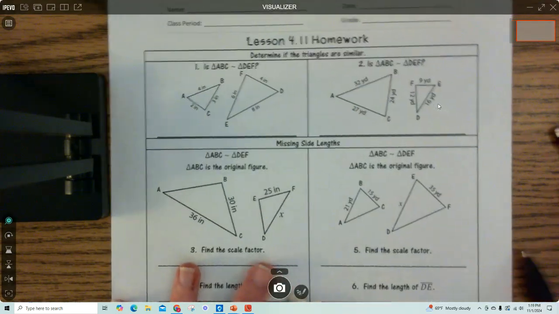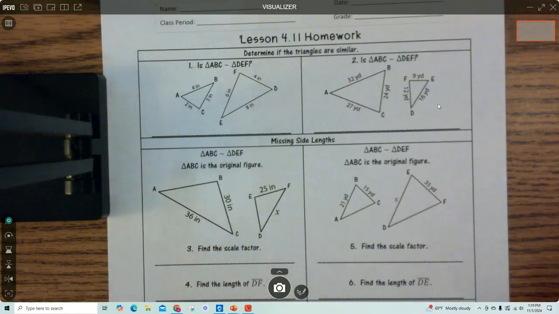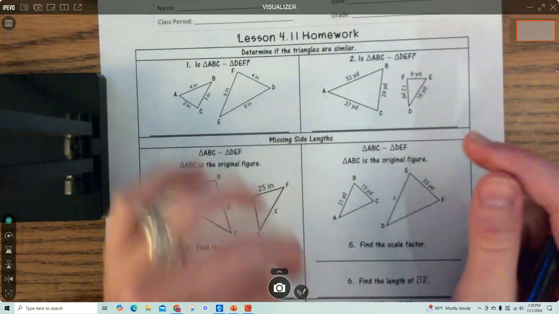All right, this video is for the 4.11 homework. We're talking about similar triangles today. So first thing we've got to do is determine if two triangles are similar.